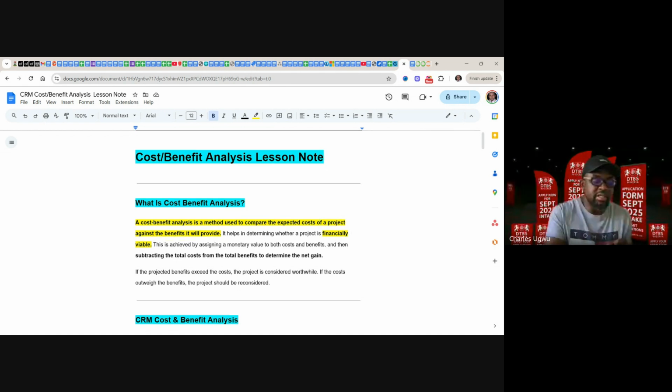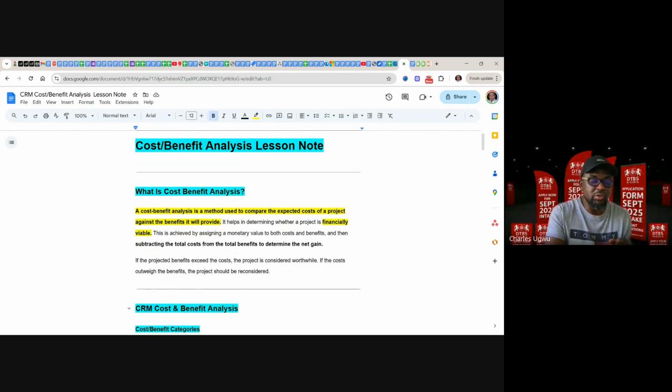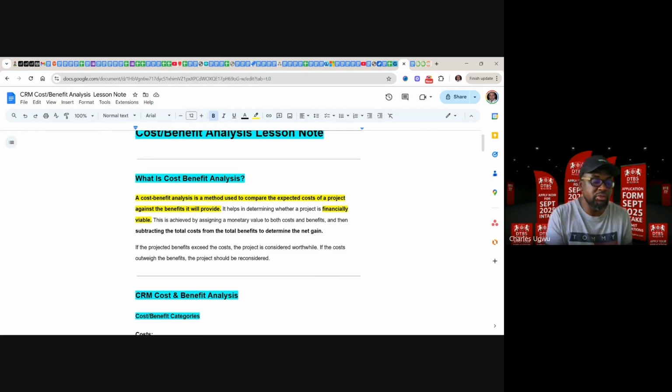So cost benefit analysis is a method used to compare the expected cost of a project against the benefit it will provide. It helps determine whether the project is financially viable. This is achieved by assigning a monetary value to both cost and benefit, and then subtracting the total cost from the total benefit to determine the net gain.